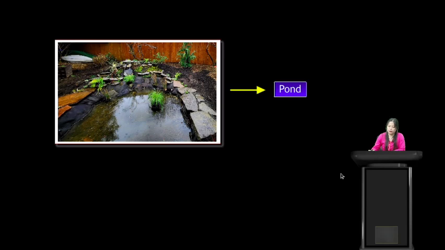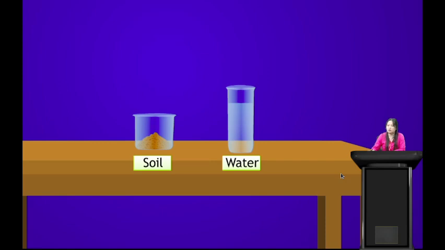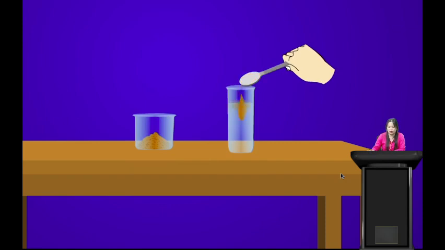Alright students, so here we have a pond, right? A pond consists of different substances like sand, stone, and water, correct? So here, let us take this example: water and soil. What happens when we mix water and soil? What type of solution or what type of mixture will this be?